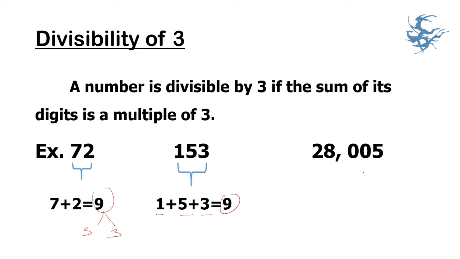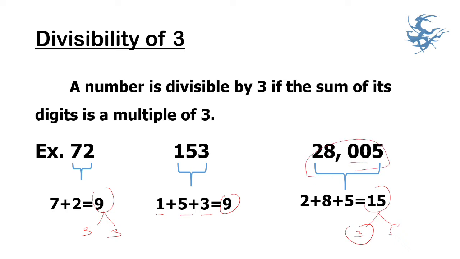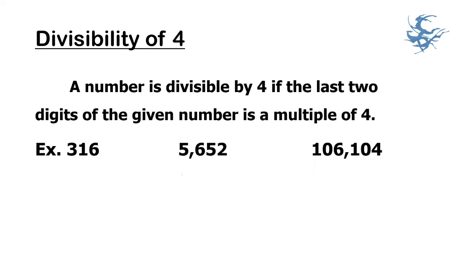And then, our last example, we have a 5-digit number. I-add lang natin yan. 2 plus 8 plus 5. Huwag na natin isaling yung 0 kasi wala naman yung magiging effect sa sum ng ating mga digits. Okay? So, 2 plus 8 plus 5 is equals to 15. And 15, ang factors niyan is 3 and 5. Which means our whole number is divisible by 3. I mean, 15 is a multiple of 3, not 5. I'm sorry.